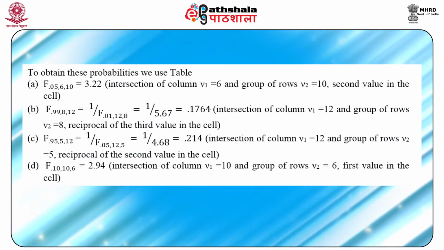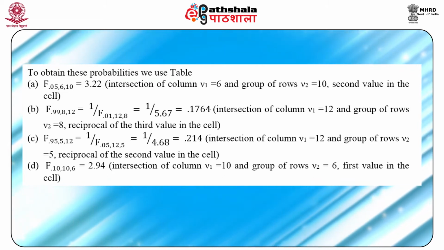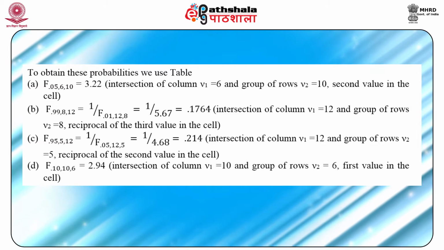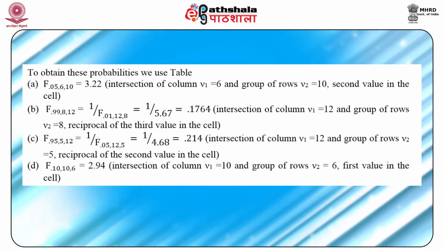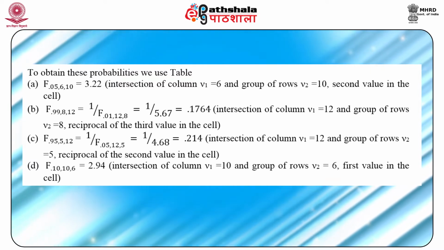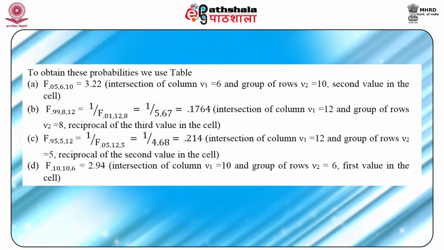Solution: to obtain these probabilities we use table A4. Now the A part says that we have to calculate f 0.05 for 6 and 10. Now this is 3.22, which is the intersection of column nu1 for 6 and group of rows for nu2 equal to 10, and we take the second value in the cell for this 5% level of significance.